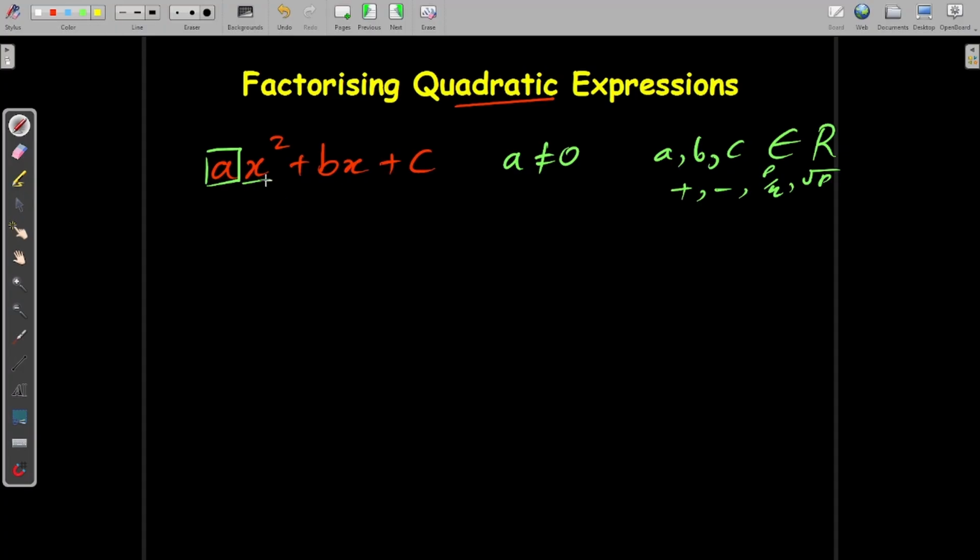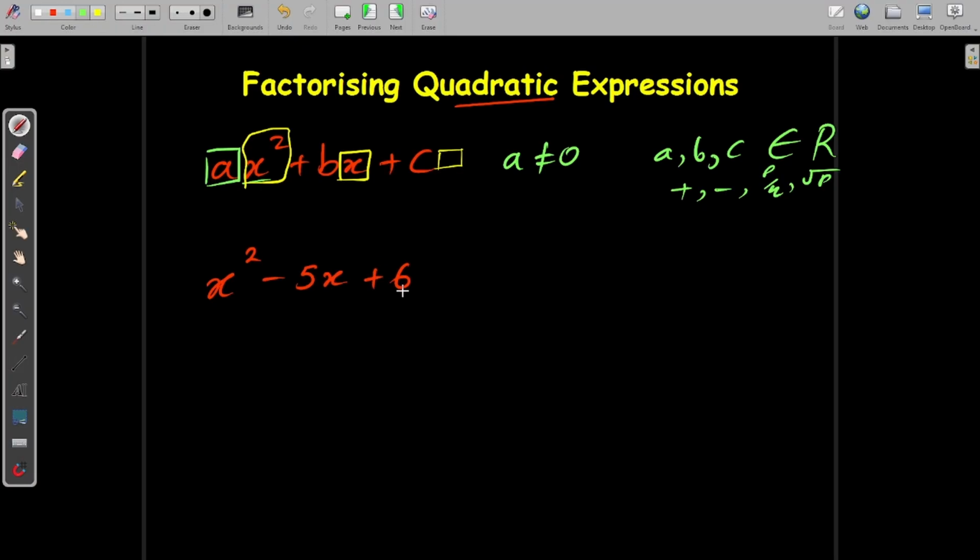What you have to identify in this type of equations is that there will be an x to the power 2 term, and there is an x term, and there is a term that is without x. So let's look at an example of how to factorize these. To factorize, I'm going to write a quadratic expression x to the power 2 minus 5x plus 6.